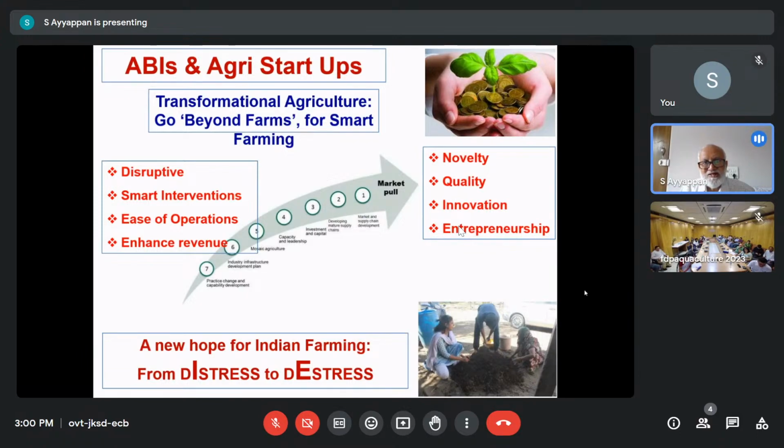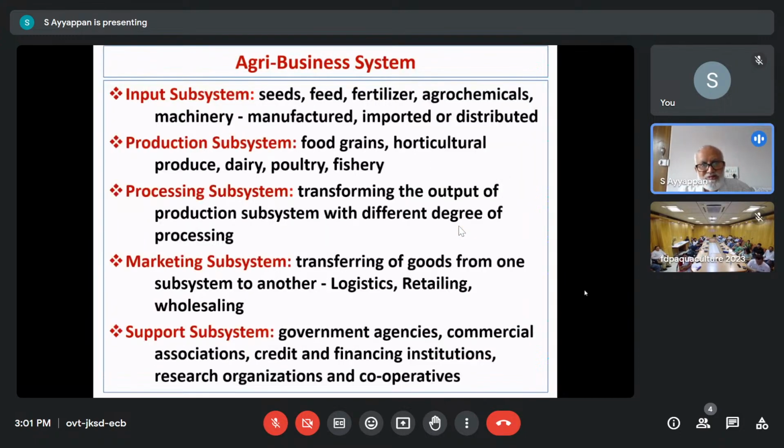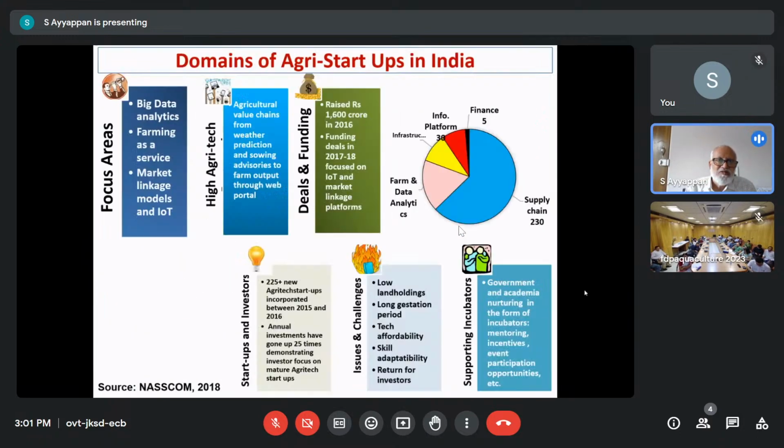And now, agri startups. Today, there are about 75,000 startups in the country in total. Of them, about 10% are agri startups, 7,500. And we believe at least about 5 to 6% of them are in fisheries and aquaculture. So they need to be enhanced, and there are immense possibilities. Now, agri startups provide that missing link in the agri value chain. And again, I don't want to repeat. These are all successful agri startups, colleagues. And then the agribusiness system provides for inputs, production, processing, marketing, and support systems. All these are available in aquaculture also.